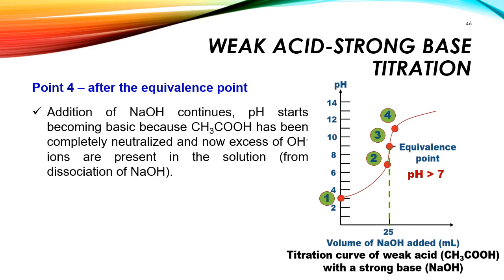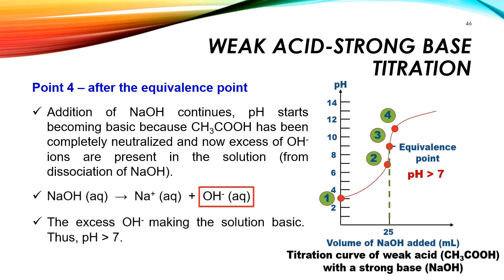After the equivalence point, the addition of sodium hydroxide continues. The pH becomes basic because the ethanoic acid has been completely neutralized, and now excess hydroxide ions are present in the solution, formed from the dissociation of the sodium hydroxide. The excess hydroxide ions make the solution basic. Thus, the pH must be greater than 7.